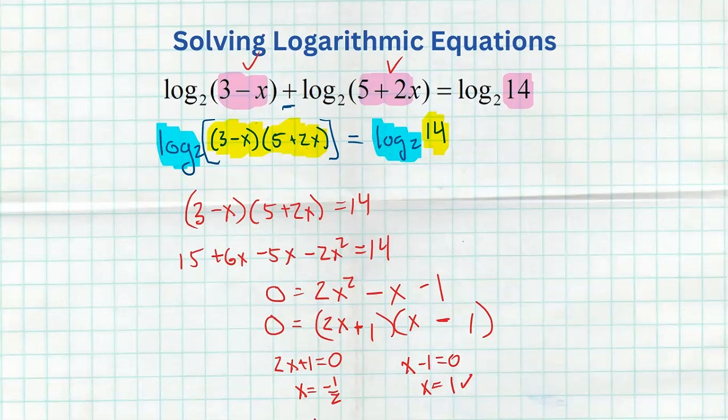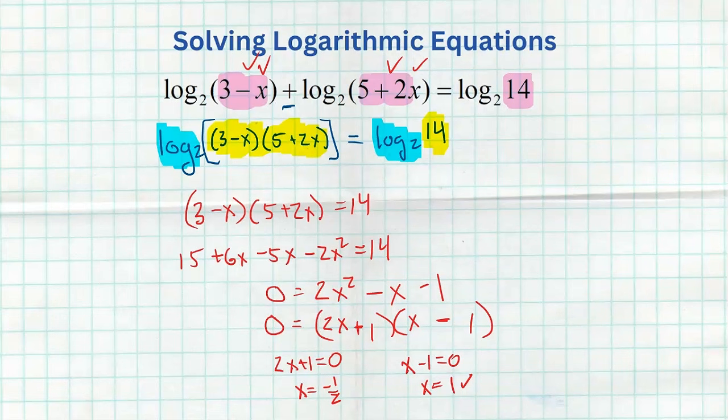Now we're going to check negative 1/2. 3 minus negative 1/2 is going to be a positive number. That's good to go. 5 plus 2 times negative 1/2. That's also going to be a positive number. 2 times negative 1/2 is negative 1. But then again, 5 plus negative 1 is still a positive number, 4, so we're good to go. So that works out there.